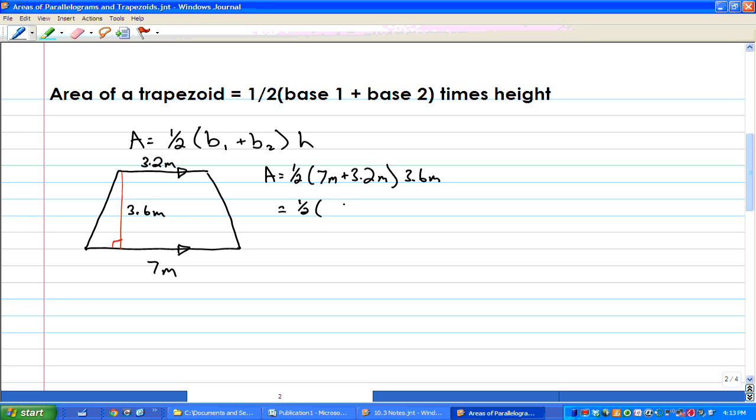I have 7 meters plus 3.2 meters, which is a total of 10.2 meters. It's not meters squared because we're just adding them. They're like terms. Times 3.6 meters. Then I have half of 10.2, which is 5.1 meters, multiplied by 3.6 meters. 5.1 times 3.6 is 18.36 meters times meters, meters squared.